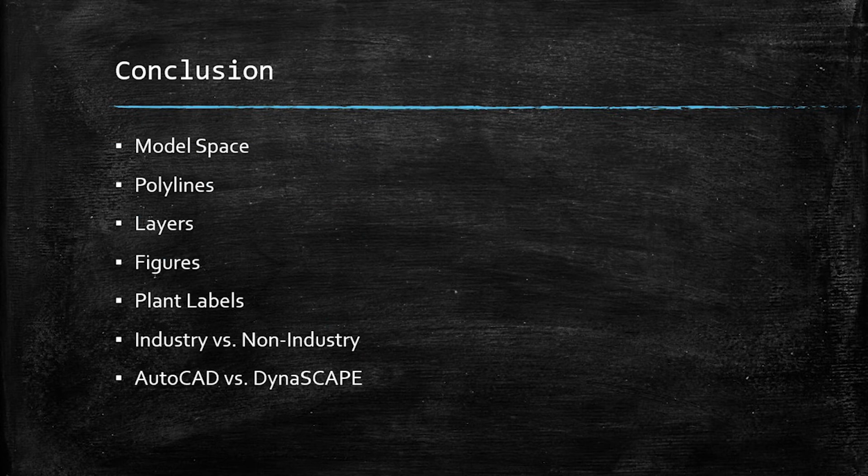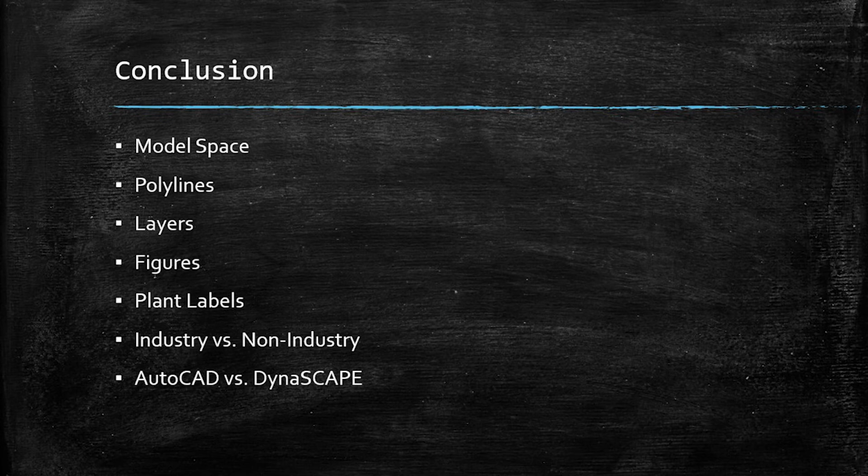In conclusion, DynaSCAPE has 5 key features that include model space, polylines, layers, figures, and plant labels. Model space is where the drawing takes place. It's where we set the scale to real-world measurements and set the boundary and make all edits to the drawing. The polyline and closed polyline tool allow us to make shapes, arcs, and curvilinear lines, which is useful throughout the drawing phase. DynaSCAPE provides many pre-made layers to each new drawing. They can be edited and used to organize the drawing.